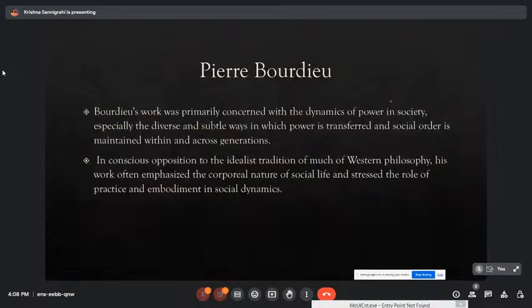Now we are coming to Pierre Bourdieu. Bourdieu's work was primarily concerned with the dynamics of power in society, especially the diverse and subtle ways in which power is transferred and social order is maintained within and across generations. In conscious opposition to the idealist tradition of much of Western philosophy, his work often emphasized the corporeal nature of social life and stressed the role of practice and embodiment in social dynamics. So, this is what Pierre Bourdieu did.